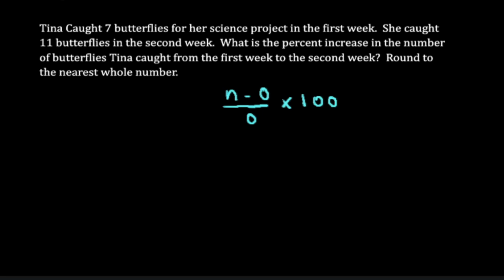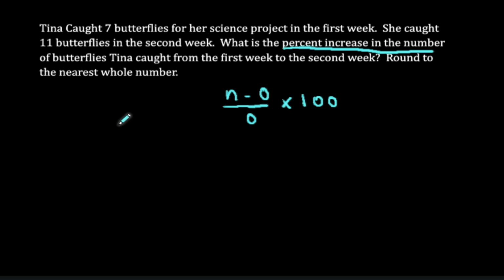Okay, so now let's go ahead and read the rest of this word problem. Tina caught 7 butterflies for her science project in the first week. She caught 11 butterflies in the second week. What is the percent increase in the number of butterflies Tina caught from the first week to the second week? Okay, and the reason why I already knew that this was this formula, new amount minus original amount divided by original amount, is because I took a close look and I saw percent increase before I even read the problem. So sometimes you want to do that to work quickly but efficiently, although it's not a rush on this particular test, okay?